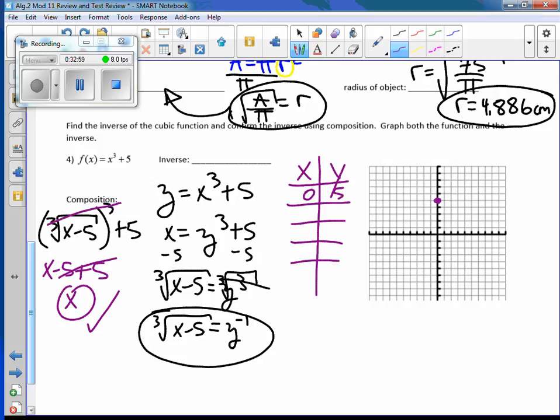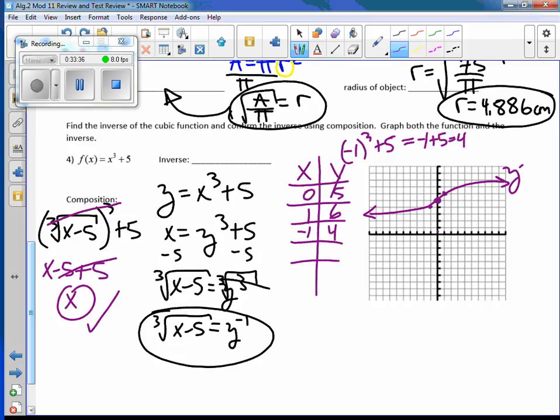So for example, 0 gives 5. If I plug in 1 in there, 1 cubed is 1 plus 5 is 6. And so here's this point. If I plug in -1, -1 to the power of 3, by the way, be careful, -1 to the power of 3 is still -1, and so you get 4. There we go, and if we connect our points, there it is. So there's the inverse.